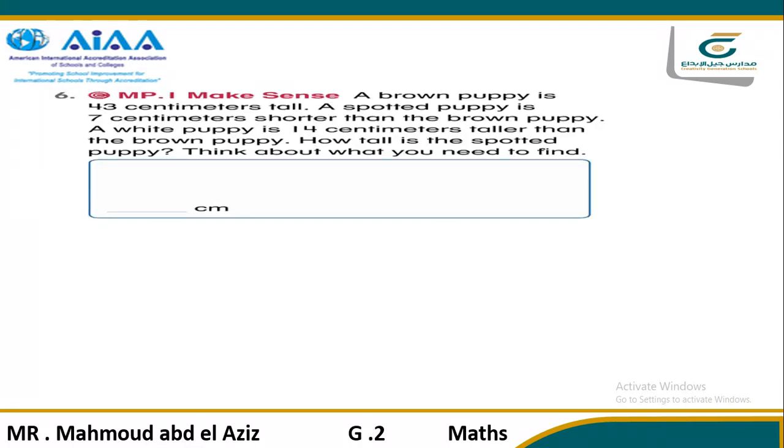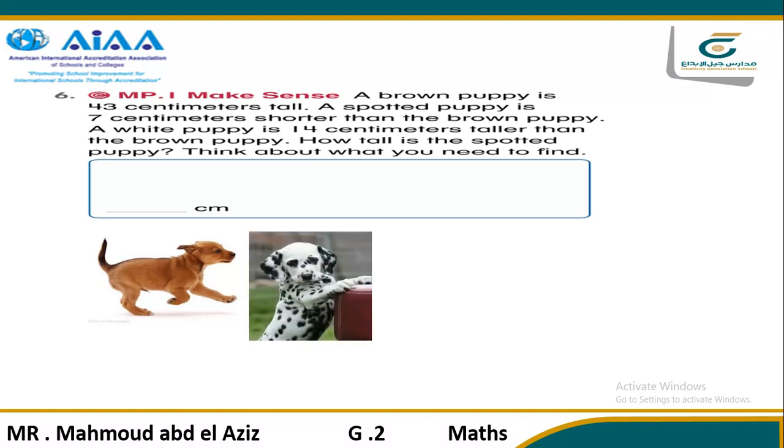So now another question. A brown bobby is 43 centimeters tall, like this one, and a spotted bobby is 7 centimeters shorter than the brown bobby. So we have another bobby here, it's a spotted one, and a white bobby is 14 centimeters taller than the brown bobby. The question here: how tall is the spotted bobby?